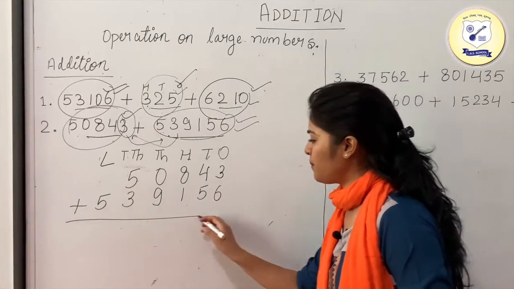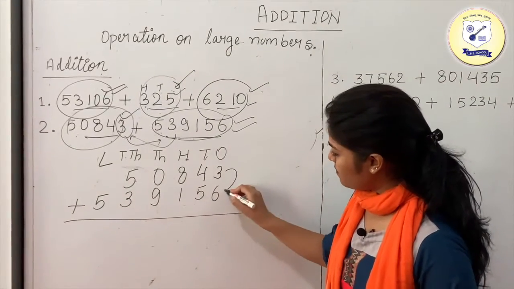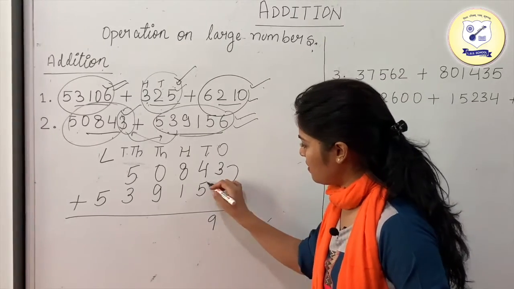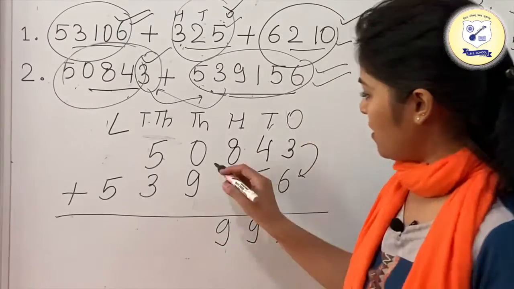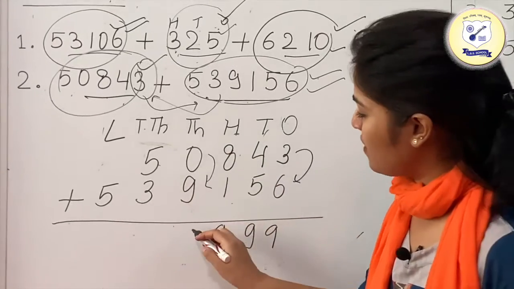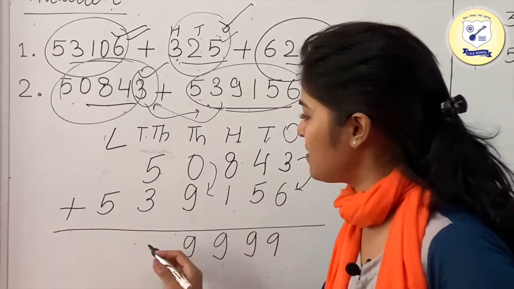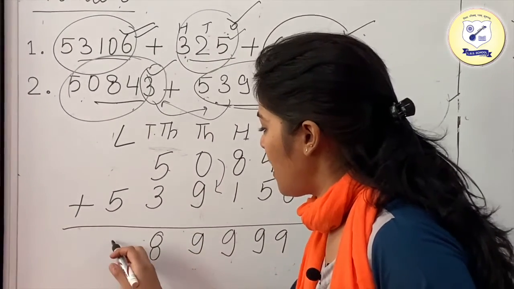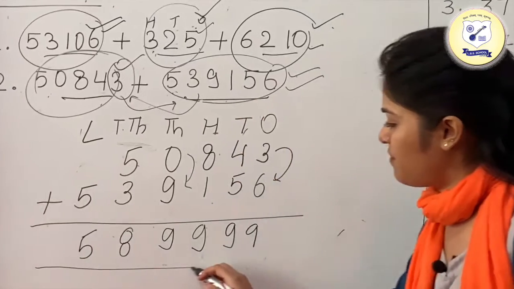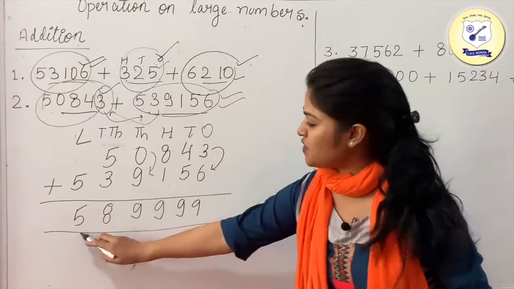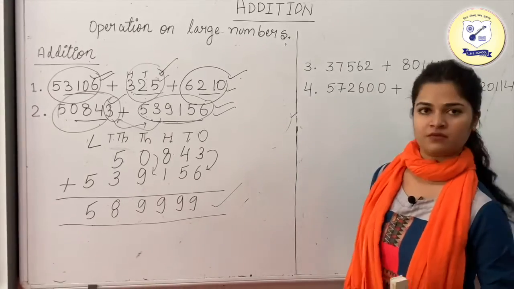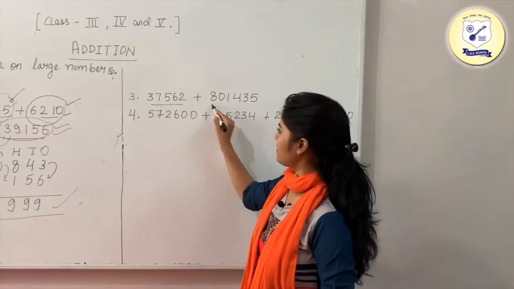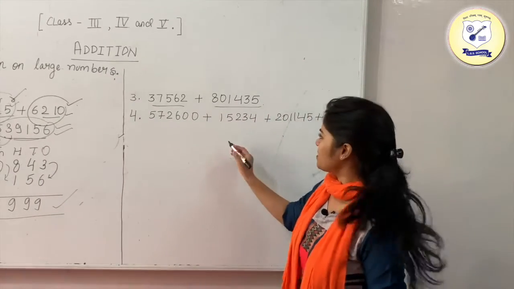Put the symbol. Now just add them. 6 plus 3 is 9. 5 plus 4 is again 9, 8 plus 1 is again 9, 0 plus 9 will also be 9, 5 plus 3 is 8 and this is 5. So your answer is 5,89,999. Now question number 3, we are having again two numbers with us.